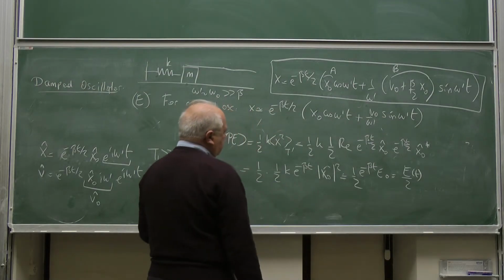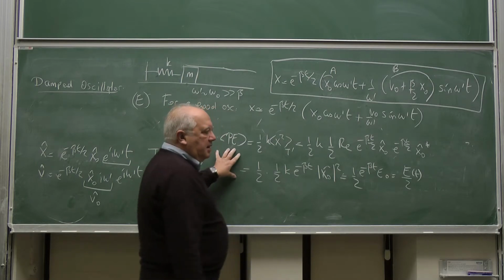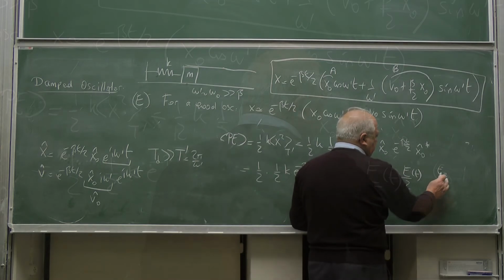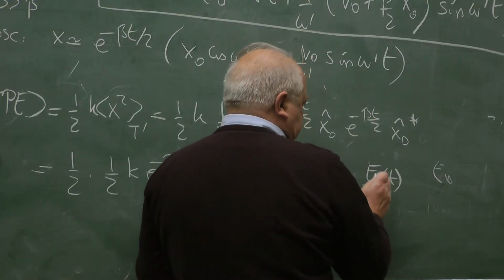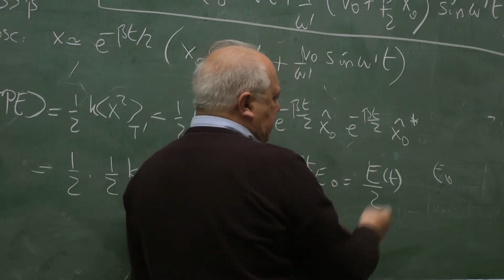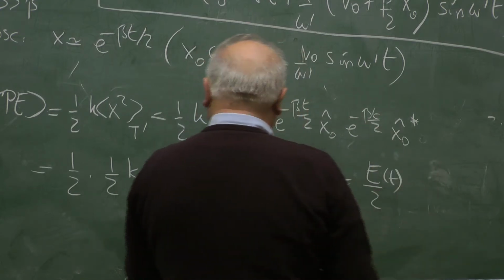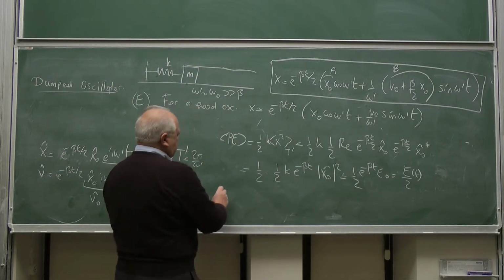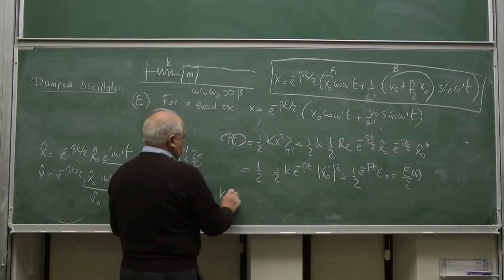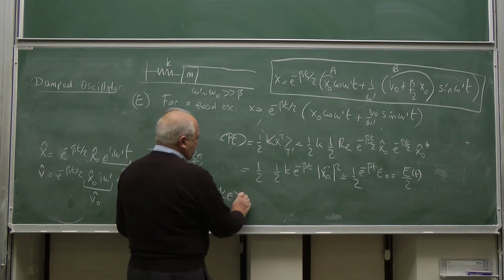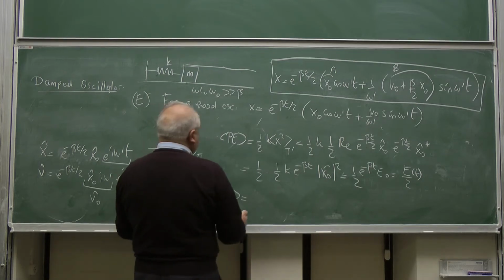Remember, in the ideal oscillator, it was E0 over 2, and E0 was constant. But now, E is not equal to E0, E is E0 times e to the minus beta t. It is obvious that the kinetic energy is, again, E over 2. But however, let us compute.